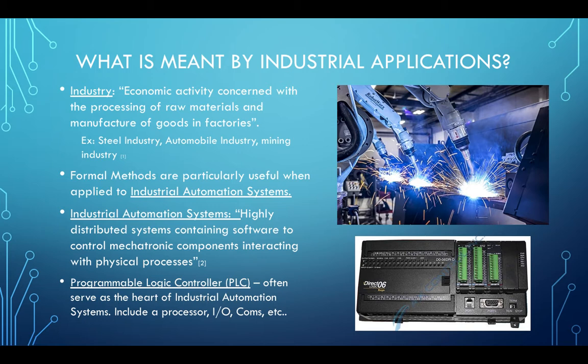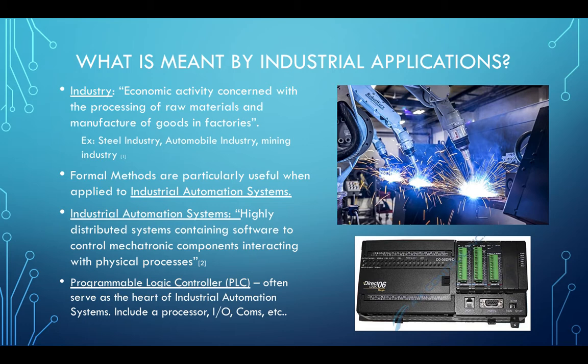So first, what is industry? Lexico defines industry as economic activity concerned with the processing of raw materials and manufacture of goods in factories. And some examples of industries that fit this definition include the automobile industry or steel industry. And the word industry can also be defined as a distinct group of productive or profit-making enterprises, which is the way that Merriam-Webster defines it. And this definition better fits industries like the airline industry or the healthcare industry.